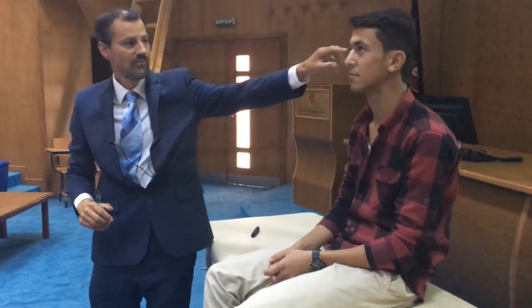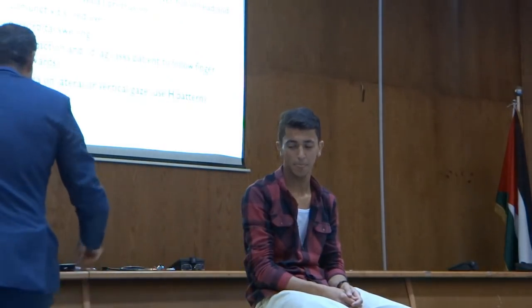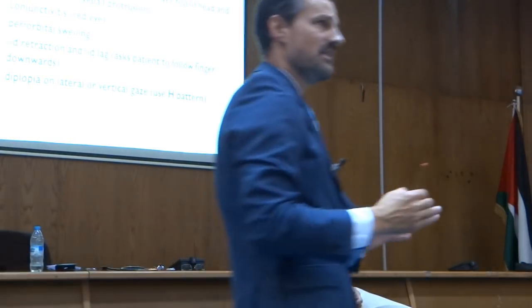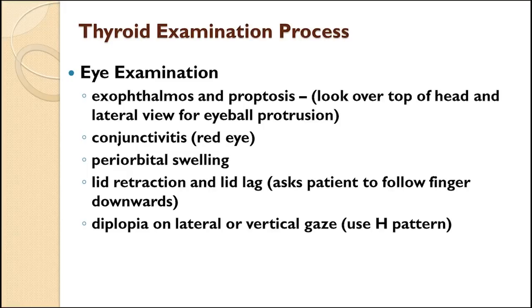When I'm looking at the eye, I'm also looking at the conjunctiva. Is there any redness, any conjunctivitis? Then I'm also looking for periorbital swelling, around the orbit, all the way around the eye. And then I may test for double vision, diplopia. How do you test for double vision? Okay, yeah, with your fingers, fine. I actually have a red spot as well. And you're going to usually ask them to follow the English letter H distribution.